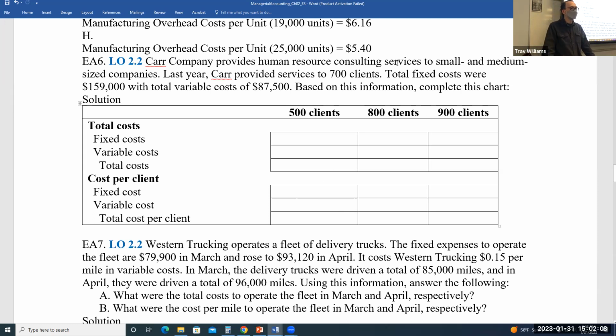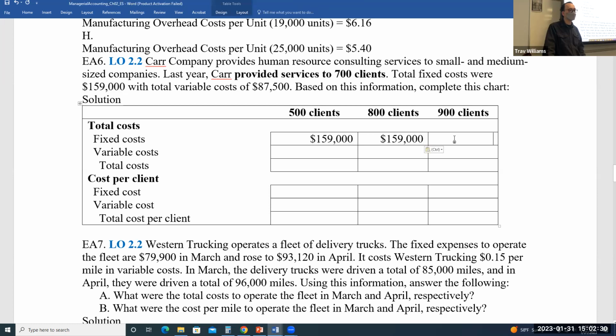So this company is a service company, and last year they provided services to 700 clients. The total fixed costs were this amount, $159,000. I'm going to go ahead and put that here under total fixed costs, because we know that does not change based on production, right? So if those are your fixed costs, doesn't matter how many clients you have, they stay the same.